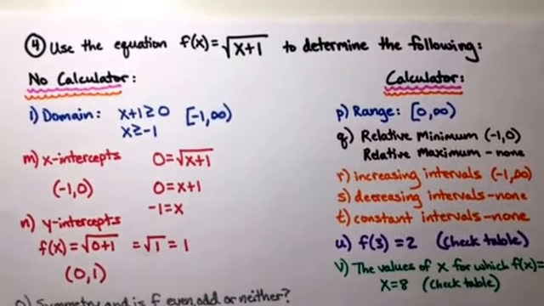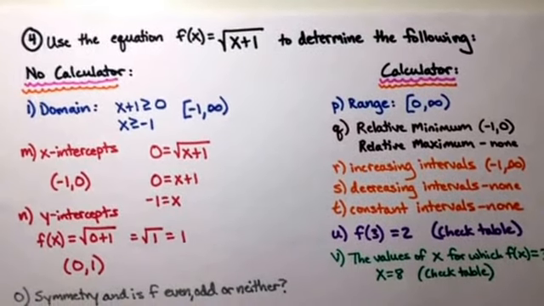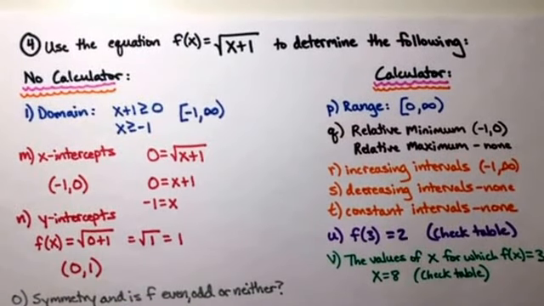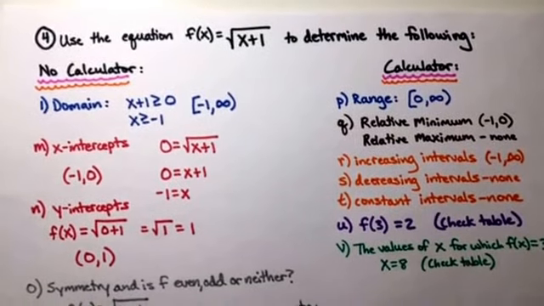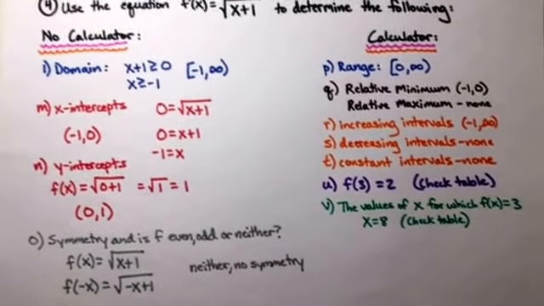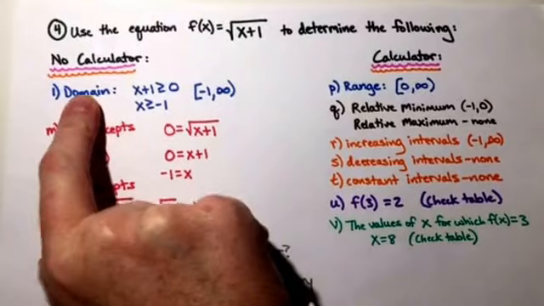Alright, let's take a look at the last example of analyzing function graphs. This one gives us an equation: f of x is equal to the square root of x plus 1, and we're to determine all the great things about the graph. For the first part, we can pick out the domain.